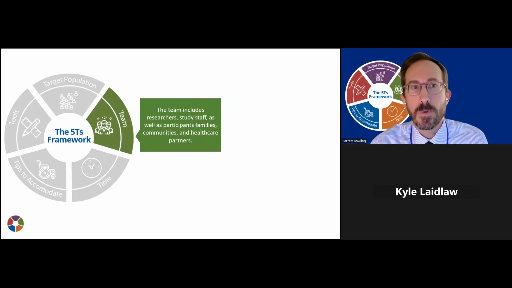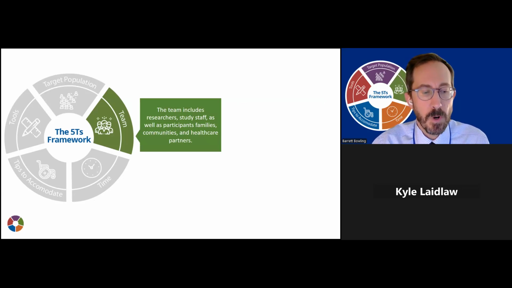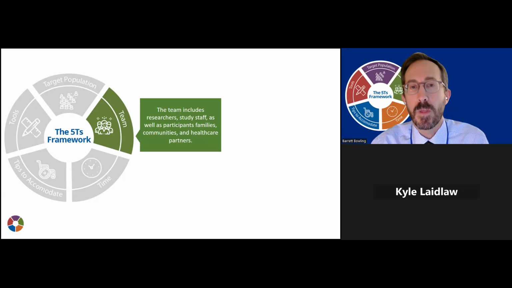Walking through the 5 T's, the next T is team, which includes the researchers, the study staff, as well as participants, families, communities, and healthcare partners. This very broad definition of team comes from what we heard from older adults, that oftentimes they think about their team as including their family members and caregivers, and who else they look to for advice about participating in research.